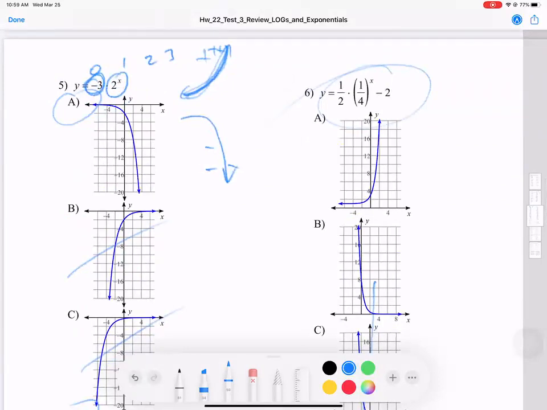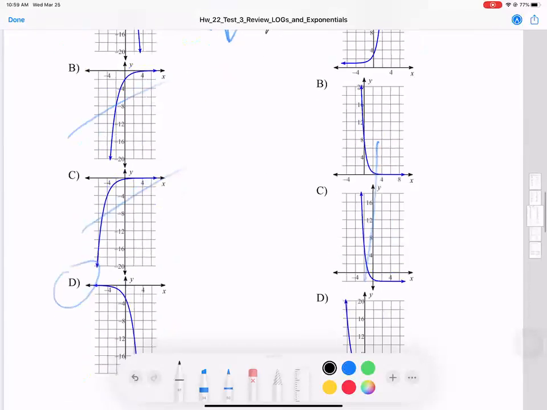Now, let's plug in the easy value. If we set 2 to the 0, negative 3 times 2 to the 0, that's negative 3 times 1. So when x is equal to 0, y has to equal negative 3. That more looks like 2. This more looks like 3. Yeah, has to be D.